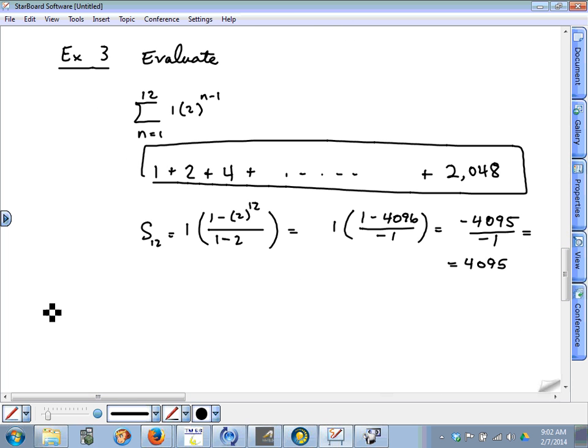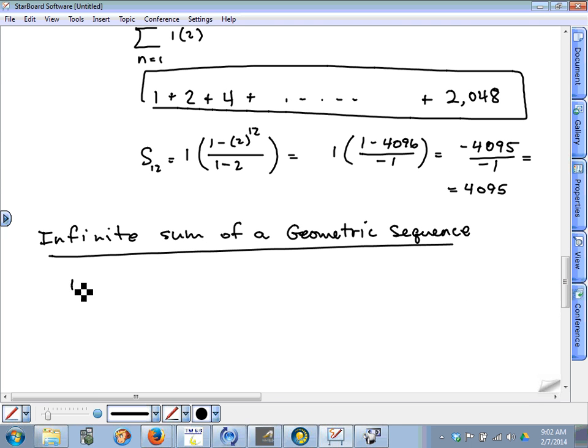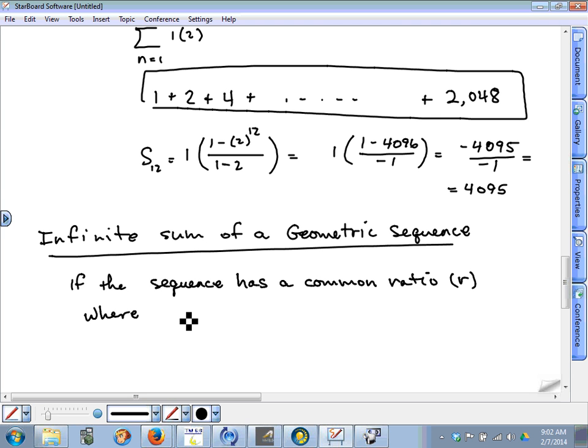Let's write this down. We're in the idea of an infinite sum. Infinite sum of a geometric sequence, if the sequence has a common ratio R where the absolute value of R is less than 1.